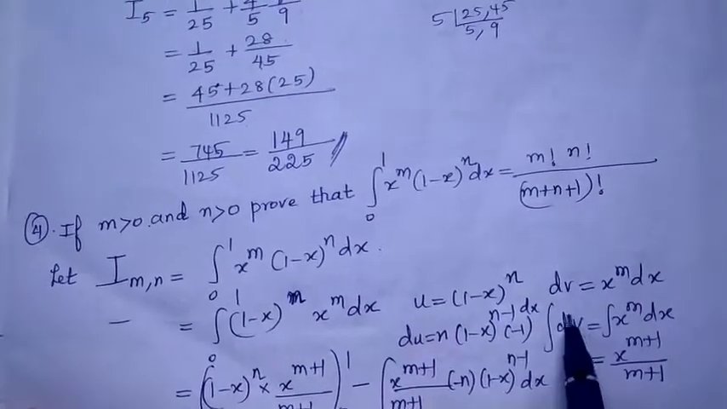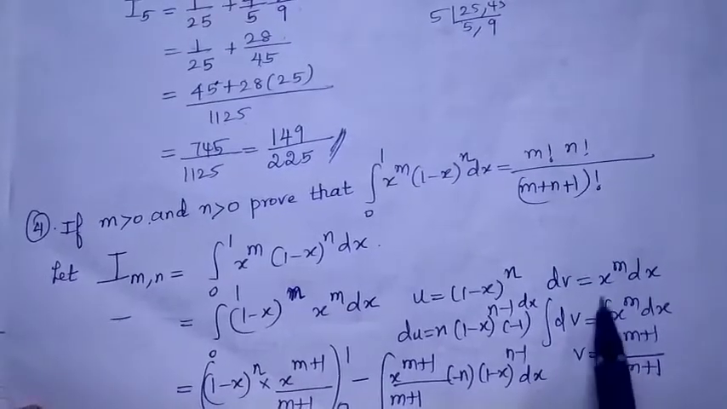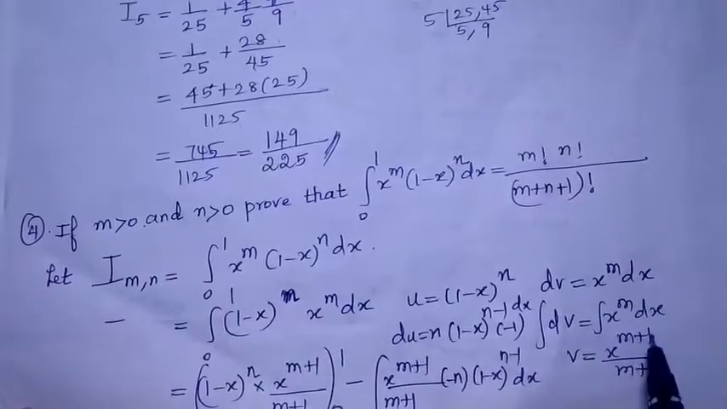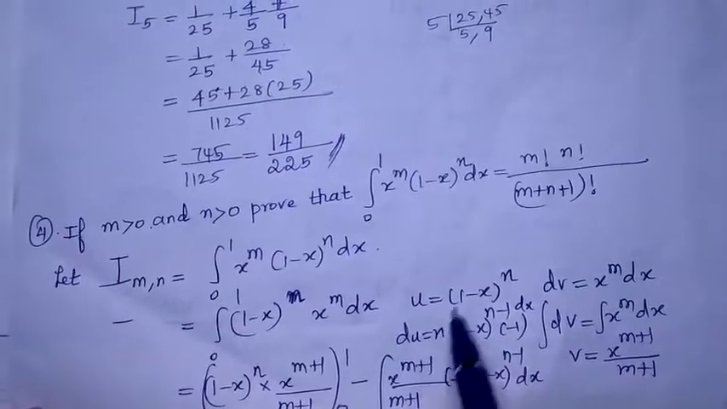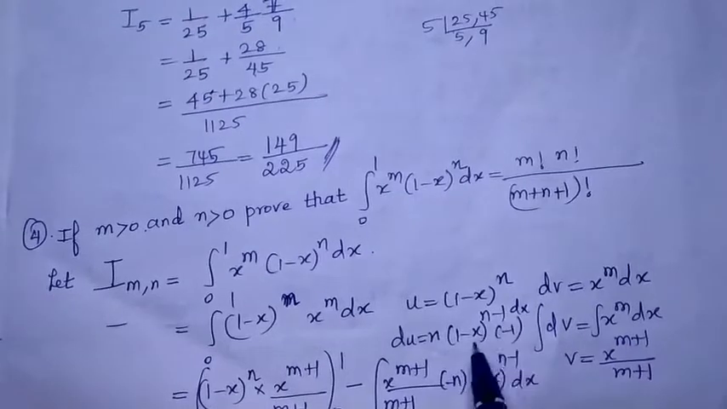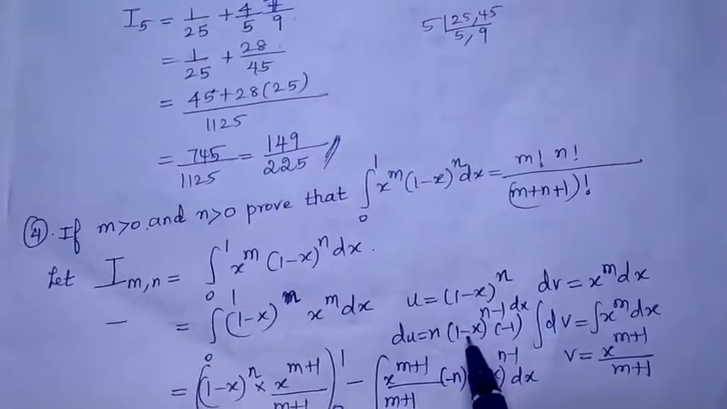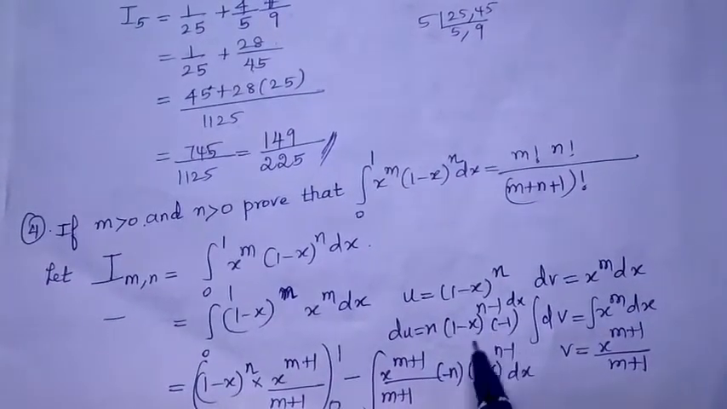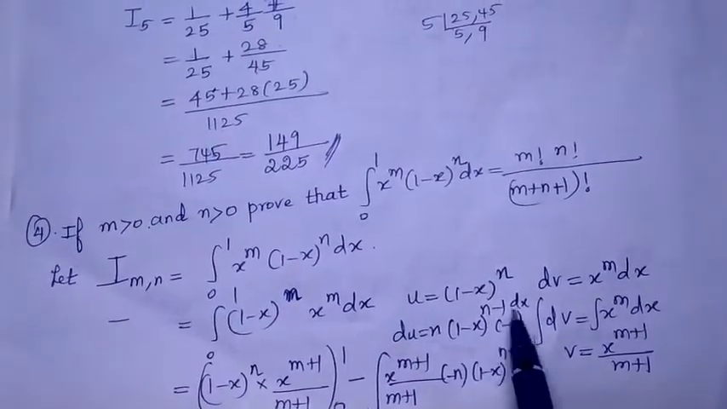So how will you get v? If you integrate on both sides, you will get v. So v equal to integral of x power m. x power m integration is x power m plus 1 by m plus 1. What is your du? du value is n times 1 minus x power n minus 1. So now you have another function here, so you have to differentiate this again. When you differentiate minus x, you will get minus 1. So du is minus n into 1 minus x power n minus 1 dx.